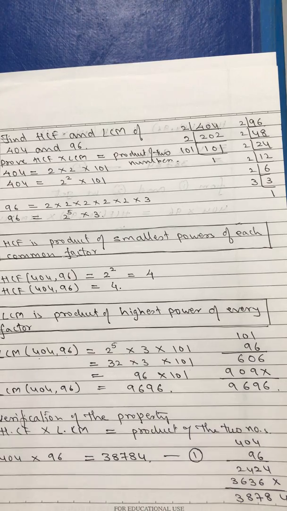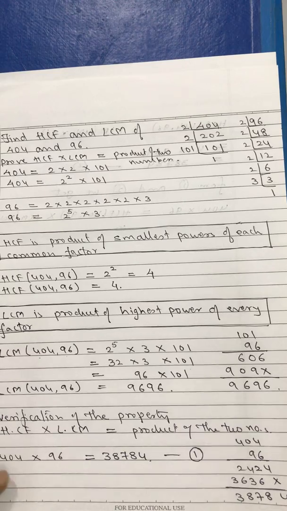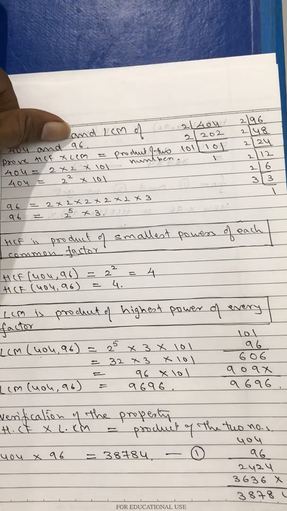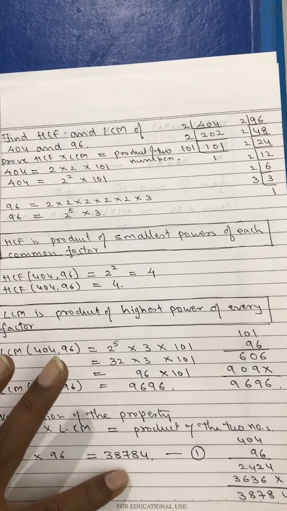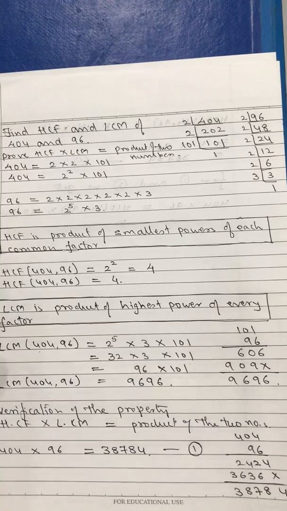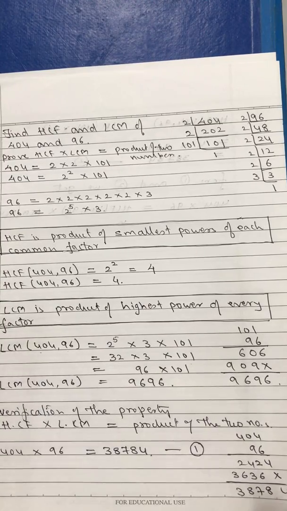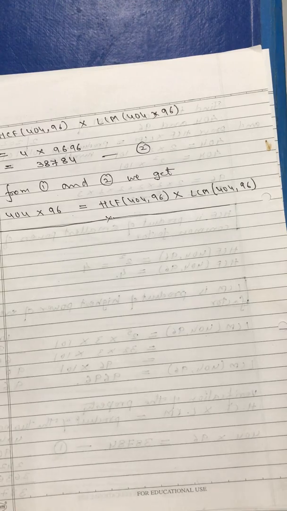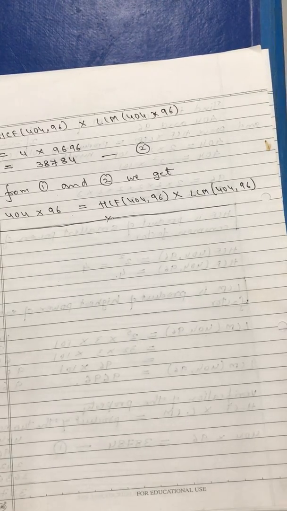The product of two numbers is equal to the HCF of the two numbers multiplied by the LCM of the two numbers. So first you will multiply the two numbers, 404 into 96, whichever numbers they have given you. First multiply the numbers themselves and write down the result, 38784. Then you multiply the HCF and LCM of the two numbers, and both should come out the same. Now what next?